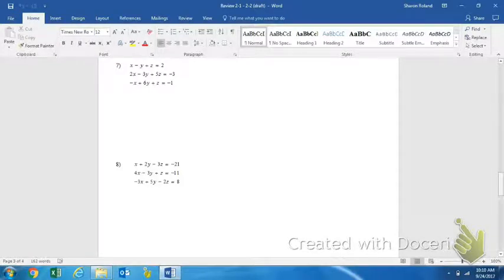All right, we're going to combine. I'm going to get rid of the x's because it just looks easier to me. So first I'm going to combine these two because the x's will go away. We have x minus y plus z equals 2, and then negative x plus 6y plus z equals negative 1. The x's do go away, and you have 5y plus 2z equals 1, and here's our first equation.